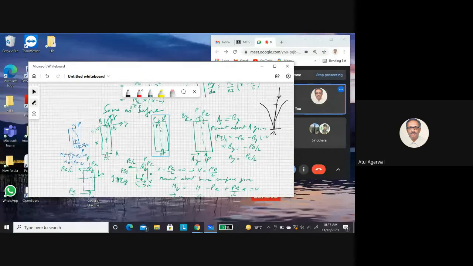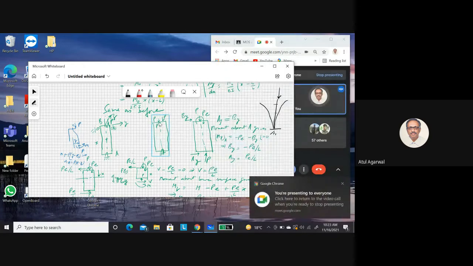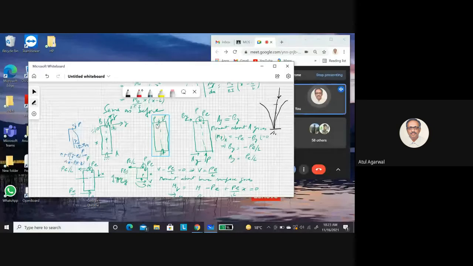So you see, this eccentric load, you can always apply an equilibrated load. Like I have applied an equilibrated system of forces here, P downwards and P upwards, applied at the middle surface. This is the middle surface. So these two, this upper P and this eccentric P, they are making a couple.